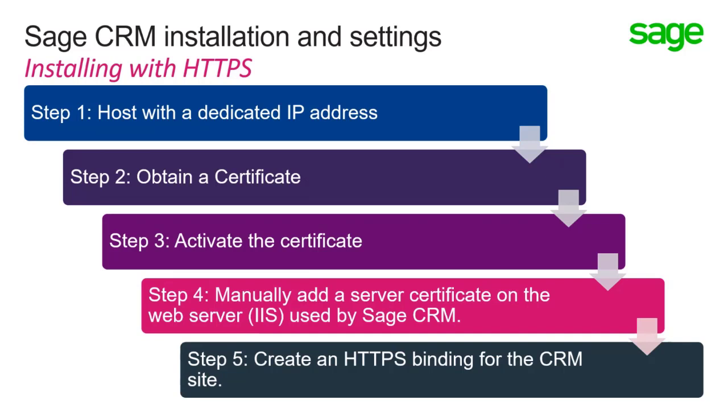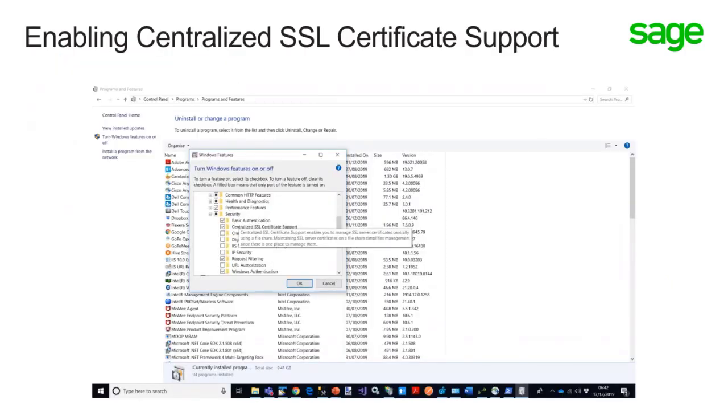There are some things that we need to do, and this is where we may need to be aware of working with certificates. For example, a customer's machine will need to have the ability to work with security certificates. So you need to make sure that the correct components have been installed for IIS. Here you can see I've gone into programs and features, and I'm looking at turning on a Windows feature and turning on centralized SSL certificate support.